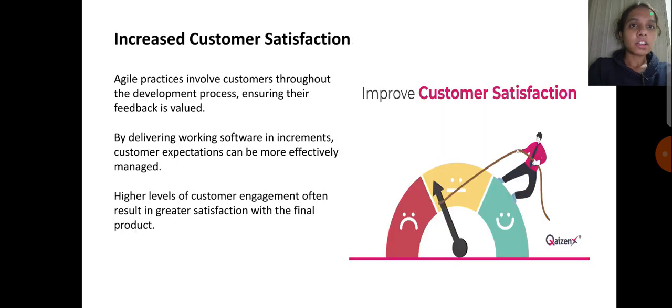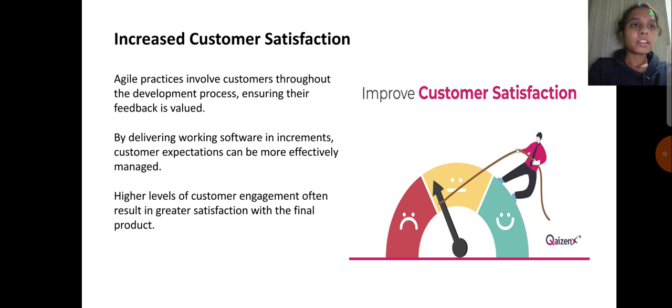And the next one is increased customer satisfaction. Agile practices involve the customer throughout the development process, ensuring their feedback is valued. By delivering working software in increments, customer expectations can be more effectively managed. Higher levels of customer engagement often result in greater satisfaction with the final product. This is how to increase customer satisfaction in agile practices. And you can see the picture of how to improve the customer satisfaction.